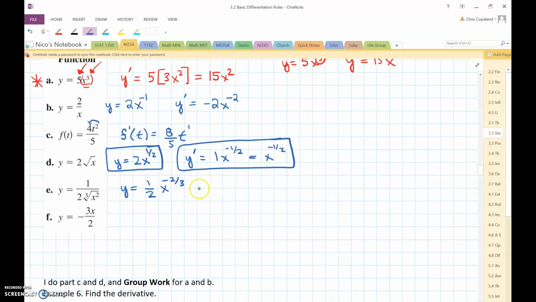Now I will differentiate. So y prime, you're going to take the exponent, multiply it by the leading coefficient. So I'll just write this out. Negative 2/3 times 1/2 times x, and then you're going to subtract 1 from this, so this would be negative 5/3. Then to simplify this a little bit, these 2's are going to cancel out, so this would end up being negative 1/3 x to the negative 5/3 power.